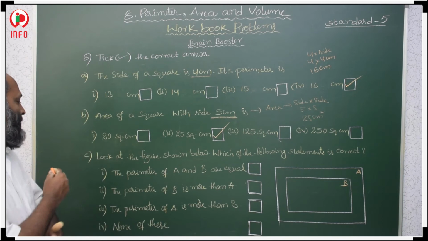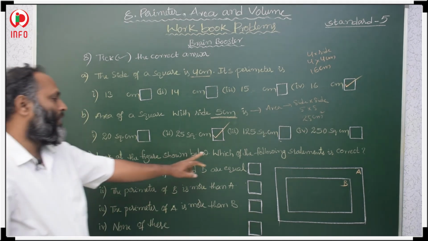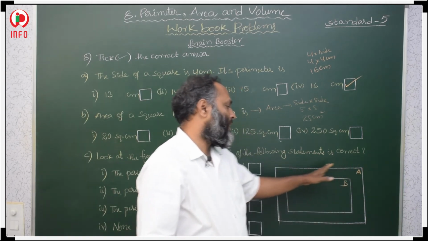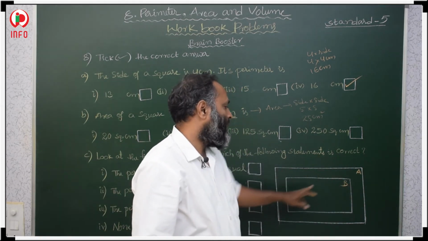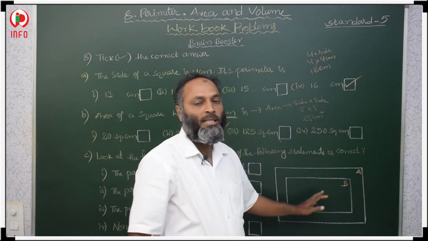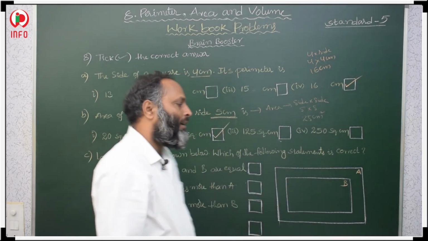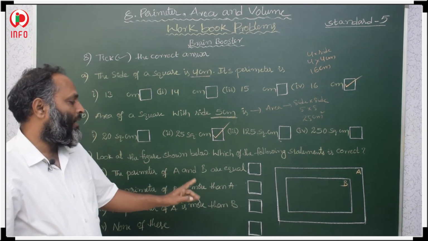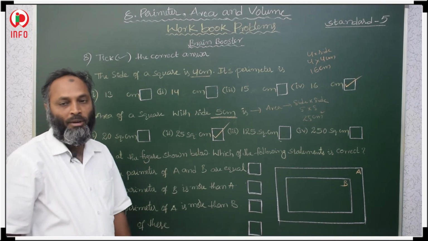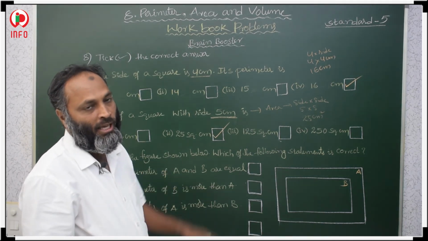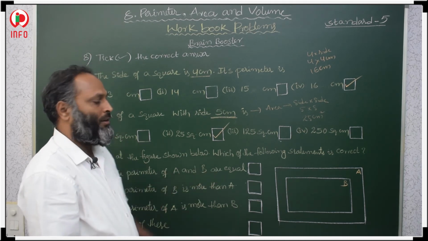Next, look at the figure shown below. Which one of the following statements is correct? Here, this is A rectangle, this is B rectangle. A rectangle is bigger than B rectangle. Now read the statements. The perimeter of A and B are equal. No, the perimeters are not equal. One is a bigger rectangle, the other is a smaller rectangle. A is the bigger one and B is the smaller one.